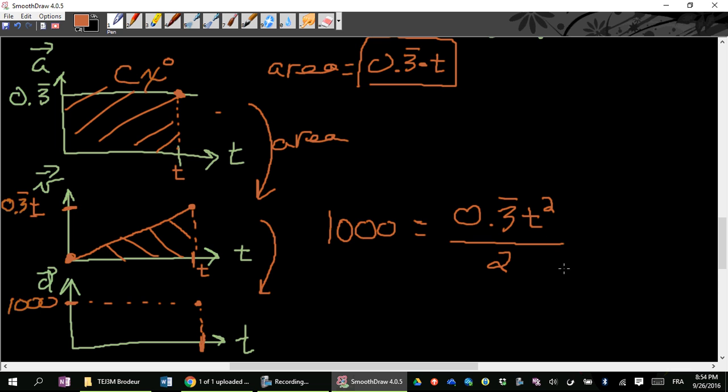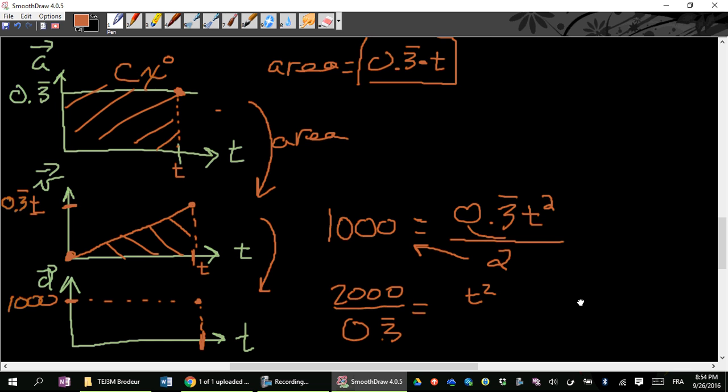Okay, so if we just solve this, we'll be able to find our t. So let's do a bit of algebra. You're going to shoot the 2 here, and you're going to shoot all the component, the 0.3 periodic, under. So you're going to get 2,000 over 0.3 periodic equals t square.